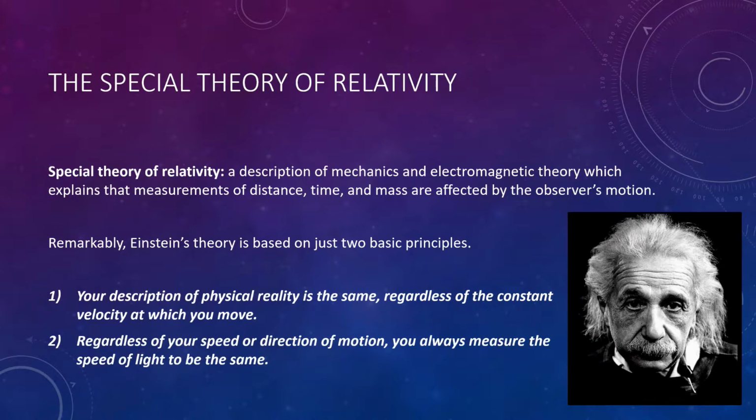Regardless of your speed or direction of motion, you will always measure the speed of light to be the same. It doesn't matter how fast you're moving, you'll always measure the speed of light to be the 3 times 10 to the 8 meters per second we've come to know.